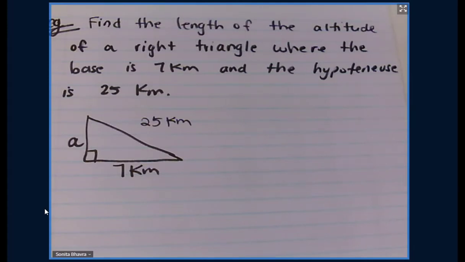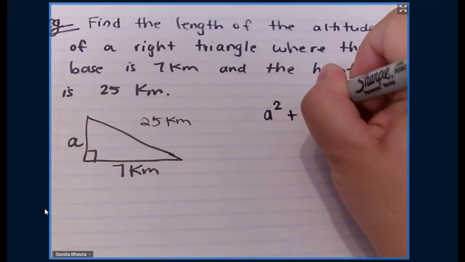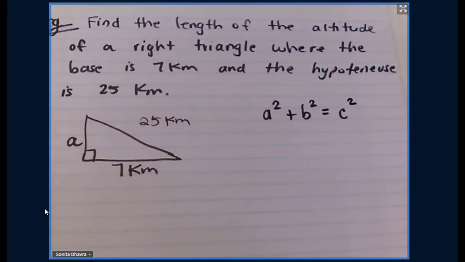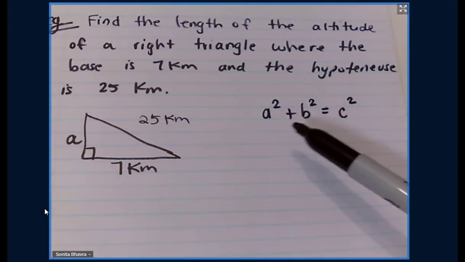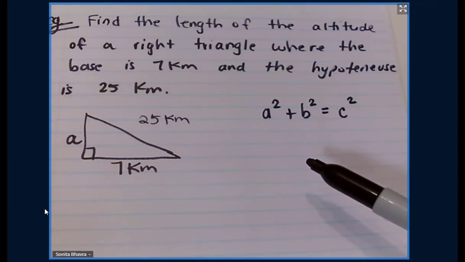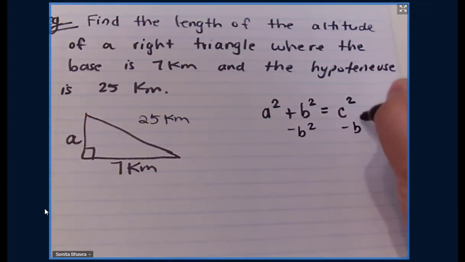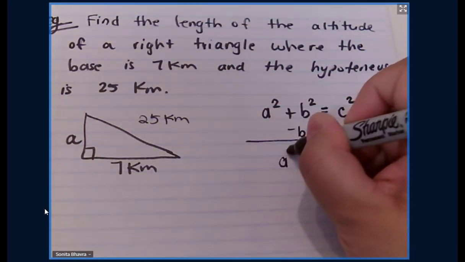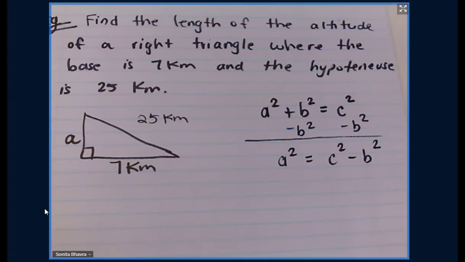So we'll start with our formula, which is a squared plus b squared equals c squared. You have a choice here. You can either rearrange the formula right away and solve for a squared, or you can substitute the values in and then solve for a afterwards. It's up to you if you want to subtract the b squared on both sides, and then you get a squared is equal to c squared minus b squared, or you can just start your substitutions.